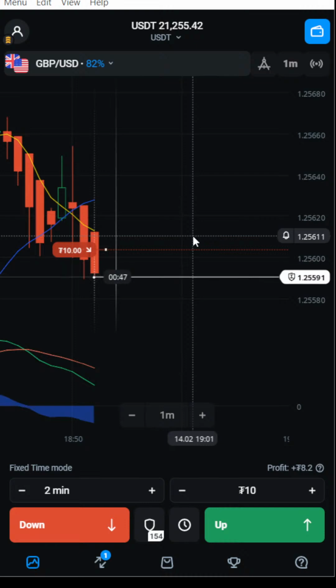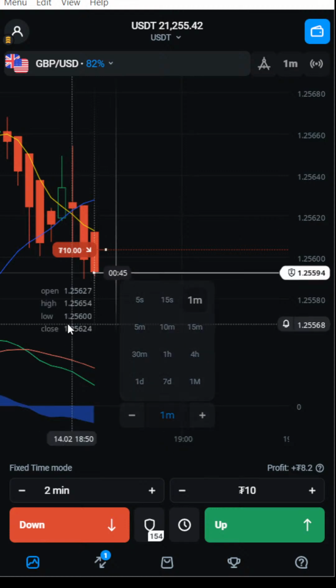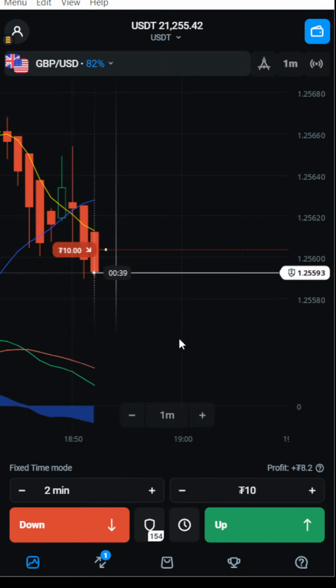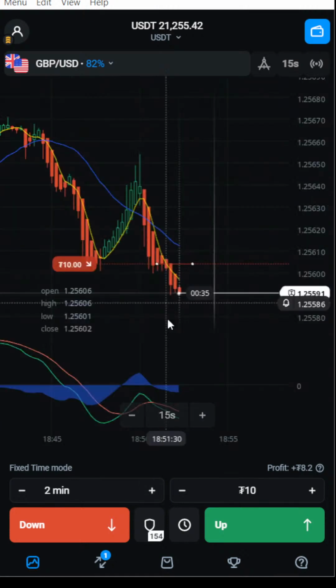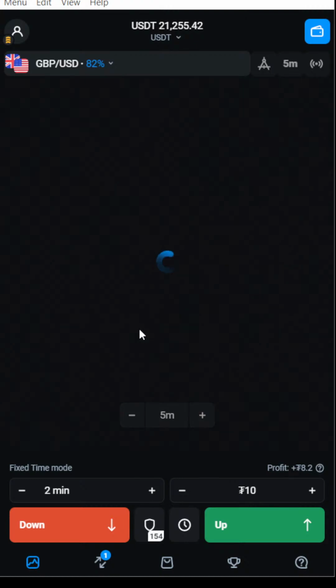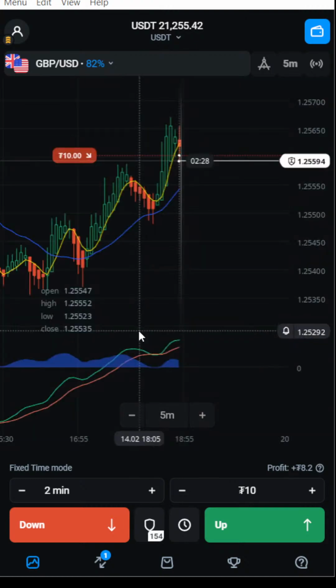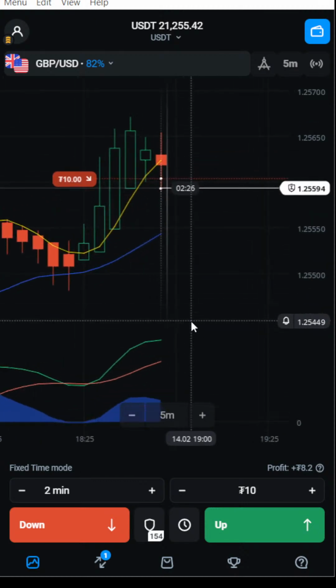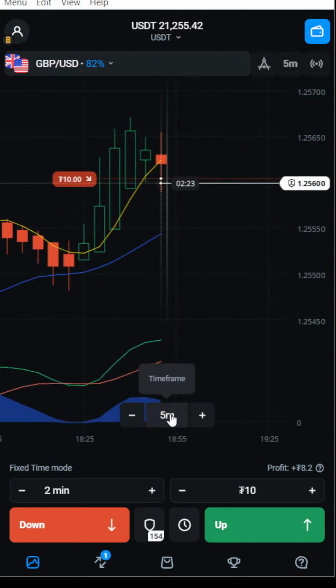Timing. If you choose graph time 1 minute, remember the trading time should be 2 to 3 times that. You can choose either 2 minutes or 3 minutes, and sometimes even 4 minutes. If you choose the graph time of 5 minutes, like I'm putting the graph time of 5 minutes over here, then the trading time is going to be 10 to 15 minutes, meaning 10, 11, 12, 13, 14, 15. Also, the calculation is 2 to 3 times higher than your graph time.